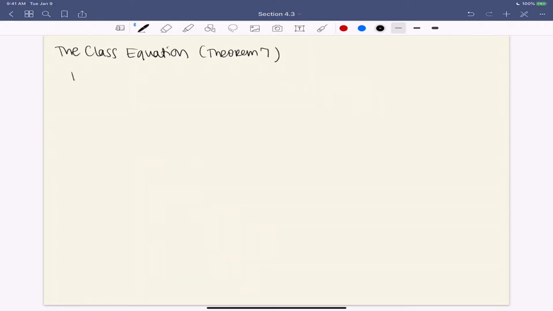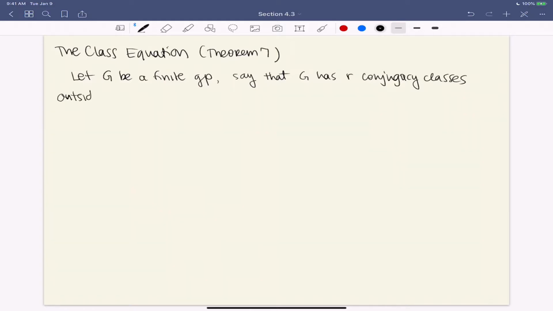Okay, so let G be a finite group, and say that G has r conjugacy classes outside of its center. The idea is that you have your whole group G. Here you have the center, where everybody is its own conjugacy class. And then outside of the center, you have one conjugacy class, another conjugacy class, another one, with different elements in there. So in this picture, there are 4 conjugacy classes outside of the center.